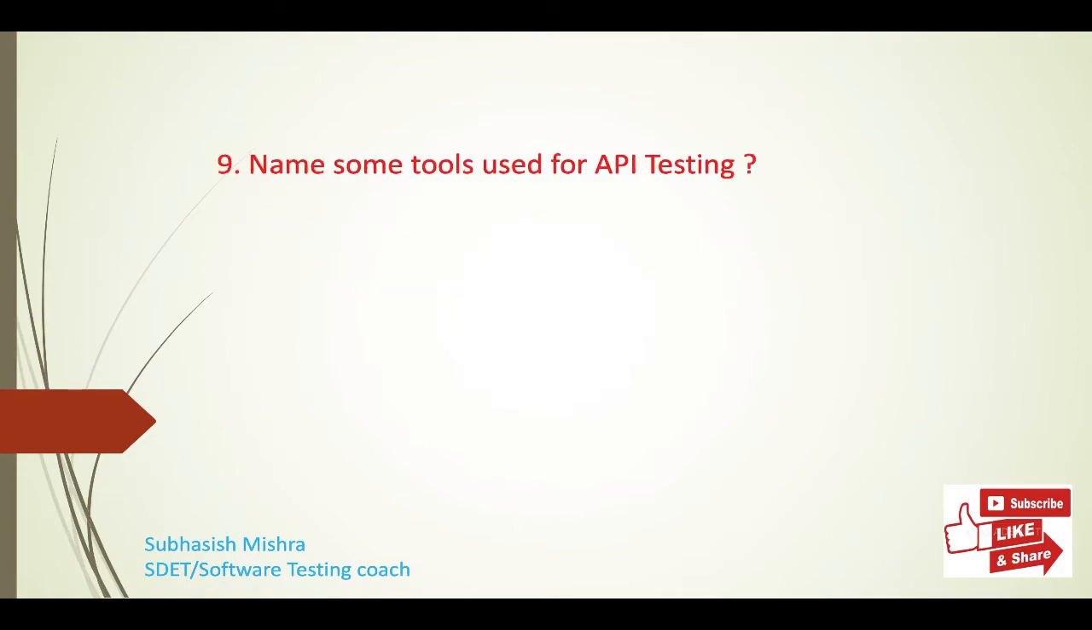Then name some tools used for API testing. Again, a practical question. So, what are the tools you use? I hope you understand Postman, SoapUI, Rest Assured, JMeter, Katalon Studio, cURL. All these tools are used for API testing. If you want to learn about Postman in detail, you can go to my previous videos and check it out about Postman, and also we have discussed about Rest Assured.